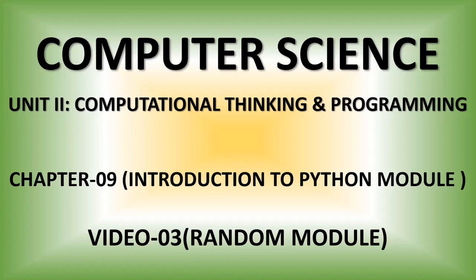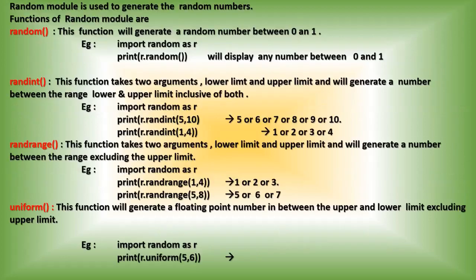Today we will see about the random module and the functions included in it. The first function is random. There is no argument for the random function. This random function will generate a random number between 0 and 1.